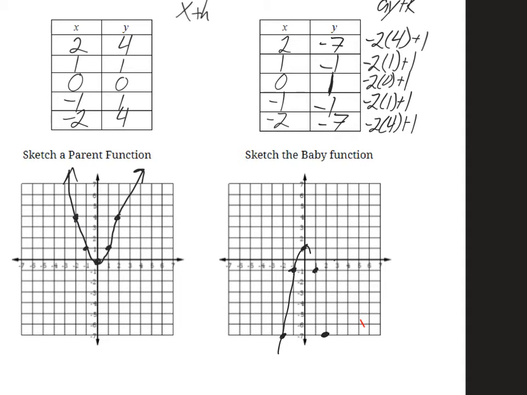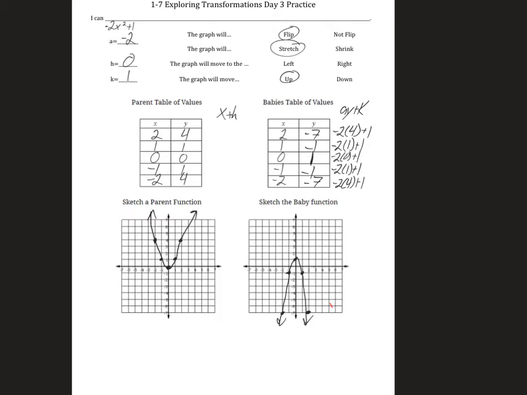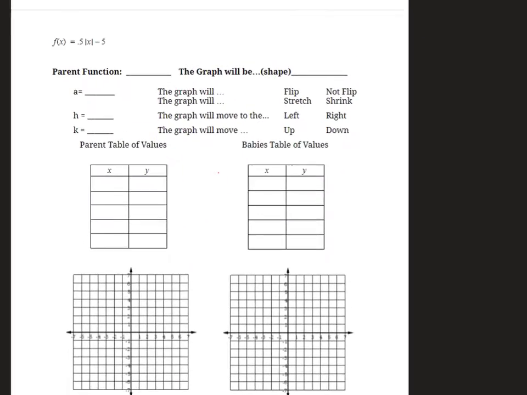So it gives us a U shape. It's flipped, which is the way it should have looked. It's stretched, yeah, it got taller. And it went up. So yes, when I say it went up, I just mean this vertex point right here did go up. It went from 0 up to 1. Perfect. Okay. For the next one, go ahead and try this one out.